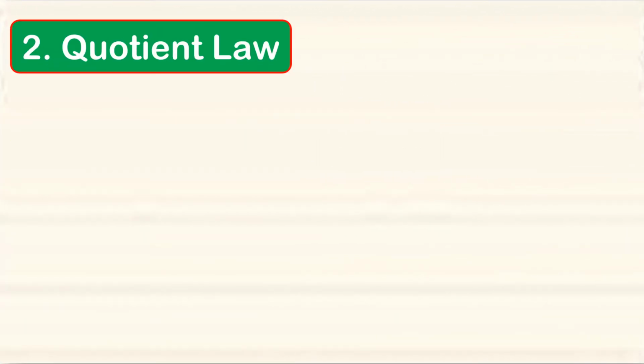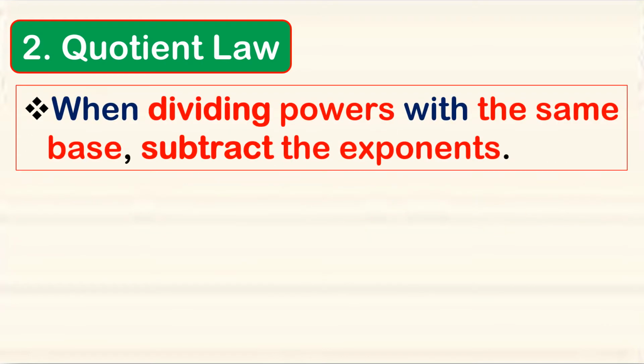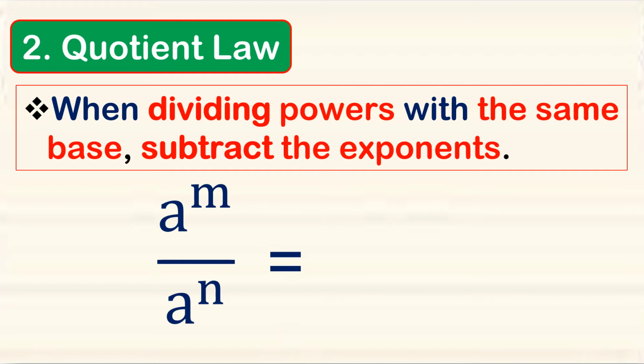Now let us have the quotient law. It states that when dividing powers with the same base, we subtract the exponents. So if we have a to the m divided by a to the n, it is equal to a raised to m minus n. Okay, so we are going to copy the same base and we are going to subtract the exponents.